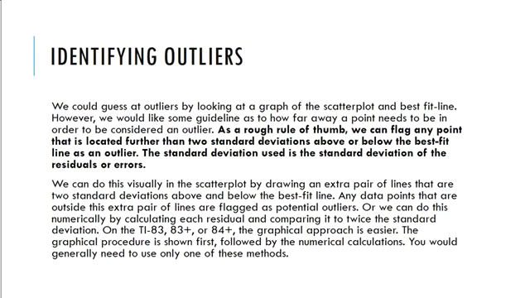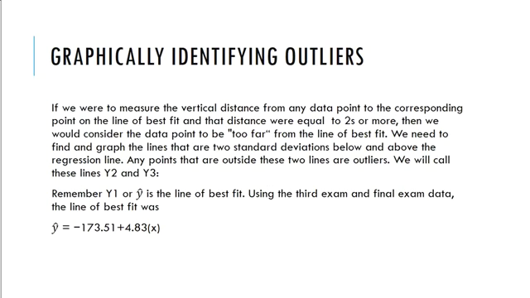So, you can guess by looking at outliers on a graph. A rough rule of thumb is we can flag any point that is located further than 2 standard deviations above or below the best fit line as an outlier. The standard deviation used is the standard deviation of the residuals or the errors, the SSE we looked at before. There are 2 ways you can do it: graphically or with numeric calculations. Let's go ahead and look at the graphic way.